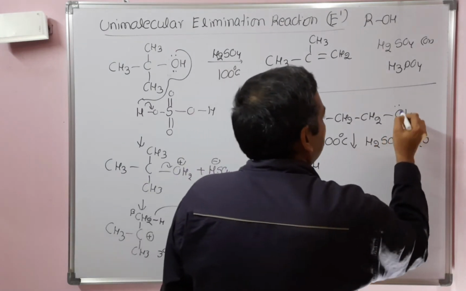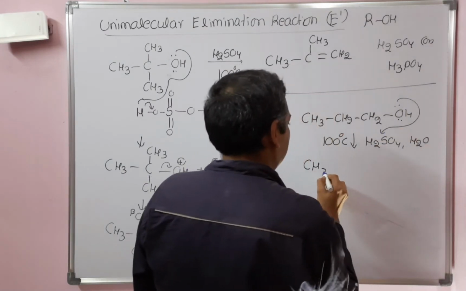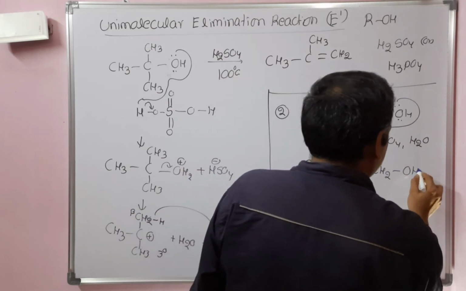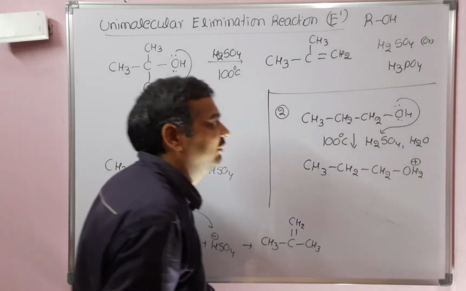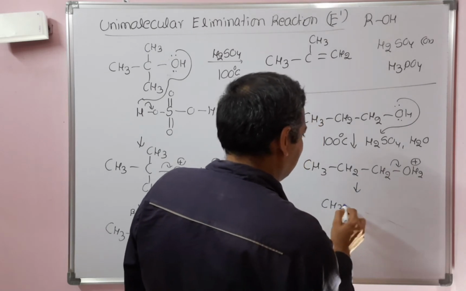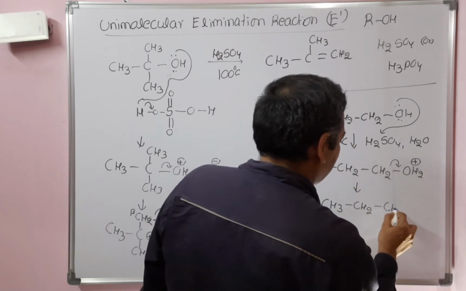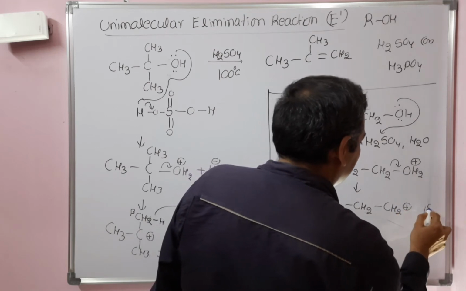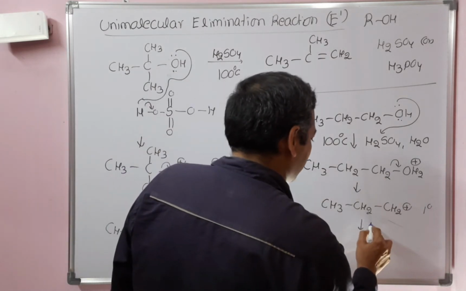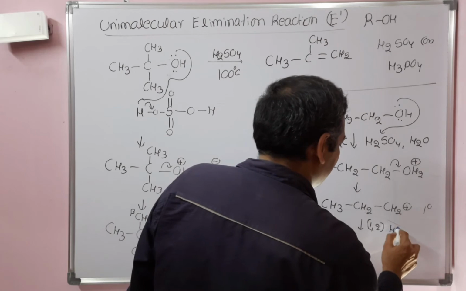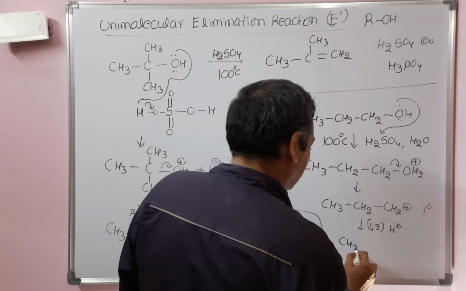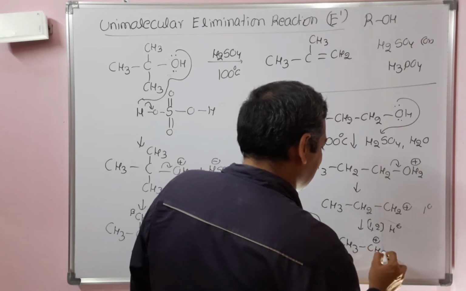So what is happening in the first step? Here H plus converts OH into a good leaving group, CH2 OH2 plus is formed. Then in the second step a carbocation is formed, CH3 CH2 CH2 plus. This is a primary carbocation, so there is a possibility of rearrangement. It will undergo a 1,2 hydride shift. Why? Because if it undergoes a hydride shift, the primary carbocation gets converted into a secondary carbocation, CH3 CH plus CH3.